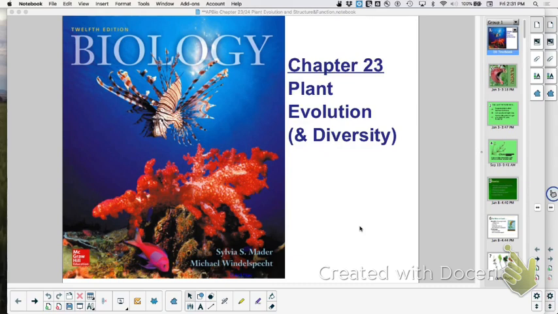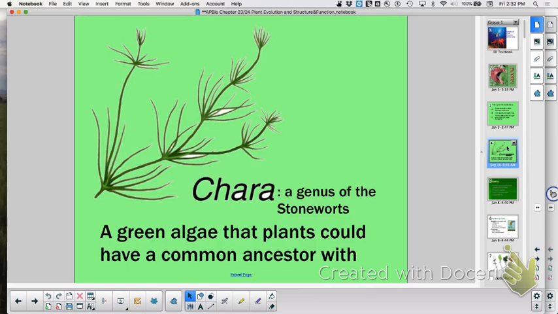So this is a two-chapter review, chapter 23 and chapter 24. The first part was about the evolution of plants. We just want to remember that our ancestral algae that could have given rise to land plants is Chara. This is a green algae, and maybe all land plants were derived from this particular algae.